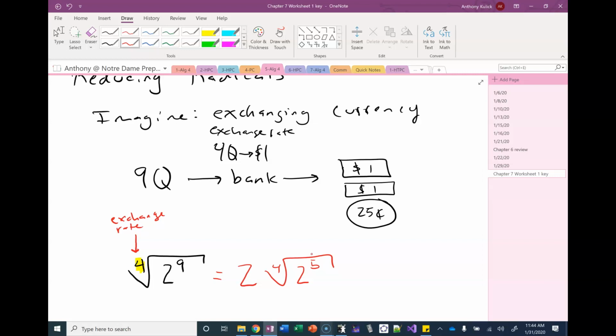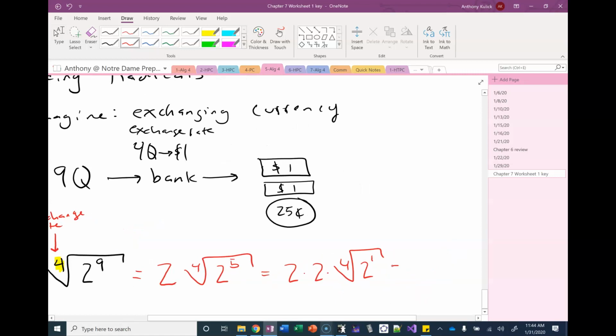Okay. Can I do an exchange again? Yes, because 5 is still bigger than 4. I could do a second exchange. And how many 2's would be left this time? 1, right? Can I do another exchange? No. So we would be done. So we can just write this as 4 4th roots of 2. Yes, Nia. Of course.